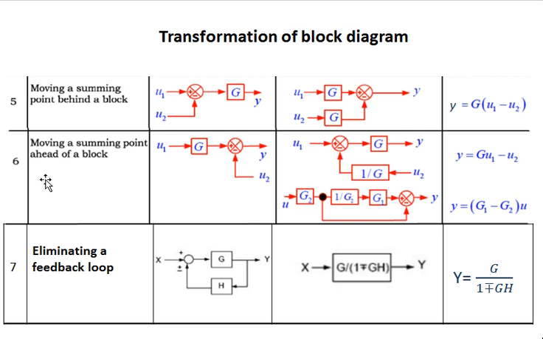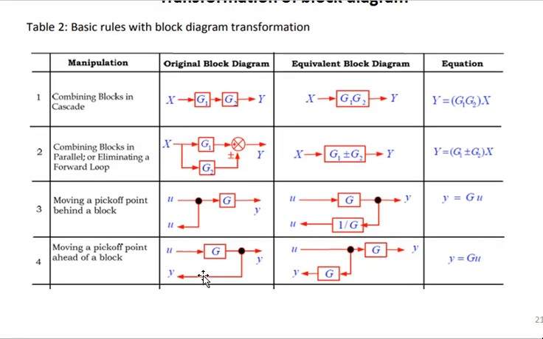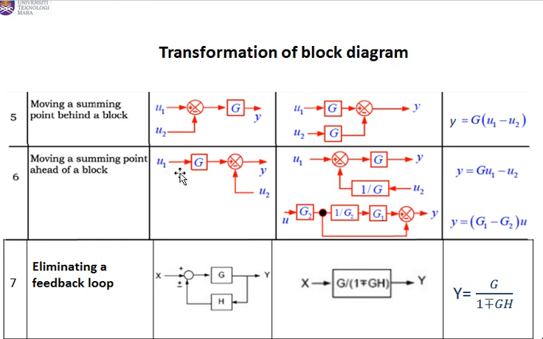And rule number 6, you want to move a summing point ahead of a block to behind a block. So you move it and you add function 1 over G. Don't confuse it with rule number 4 and 3. They are different between pick-off point and summation point.